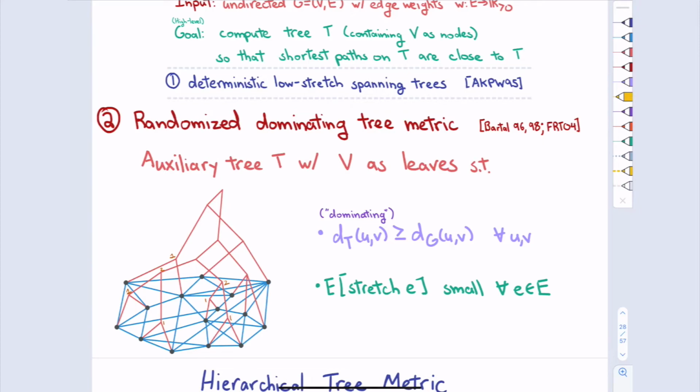And it's going to be randomized, and for every edge E, the expected stretch will be small. Okay, so we can't guarantee that every edge will have small stretch, but we can guarantee that for every edge, the expected stretch is small. So we'll do a randomized construction, which will help address this issue of unlucky edges that came up in our picture earlier.